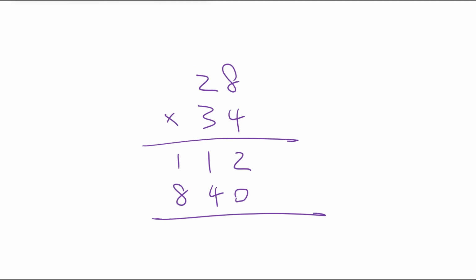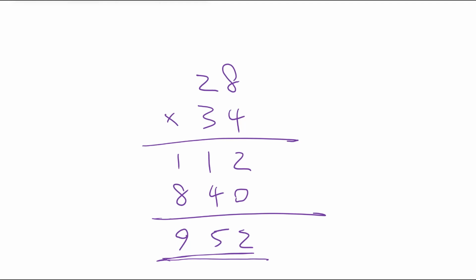We need to add these two numbers now, and 2 and 0 is 2, 1 and 4 will give us 5, 1 and 8 will give us 9. So that's our final answer now. When we multiply 28 by 34, we get the answer 952.